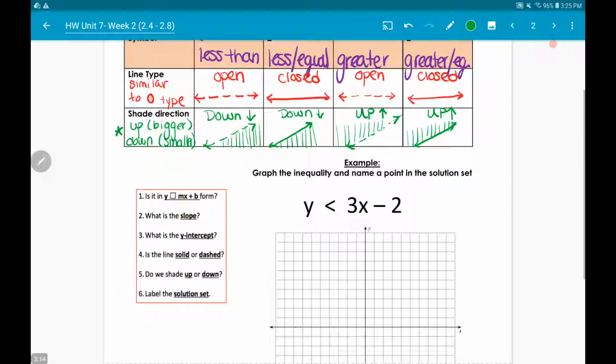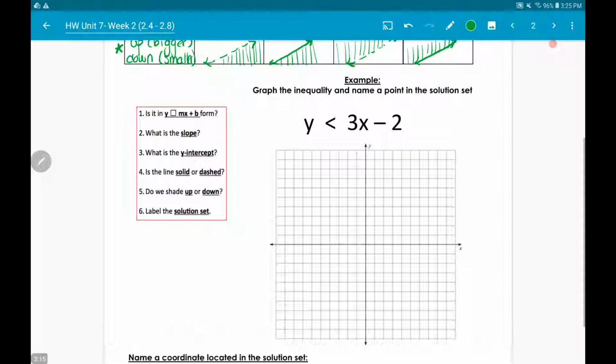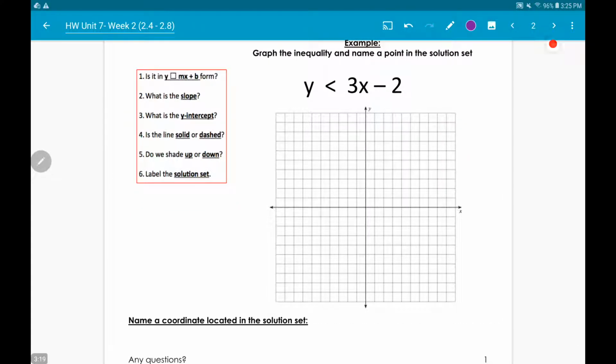Okay, so let's actually try graphing this. All right, so some of the questions we want to ask ourselves when we're doing this is, first, is it in y = mx + b form? Now, I'm not going to say equals anymore because we have an inequality, but remember this is called slope-intercept form. They're still linear, so I'm still looking for that format because it does represent a straight line. So if it is, I can go ahead and graph.